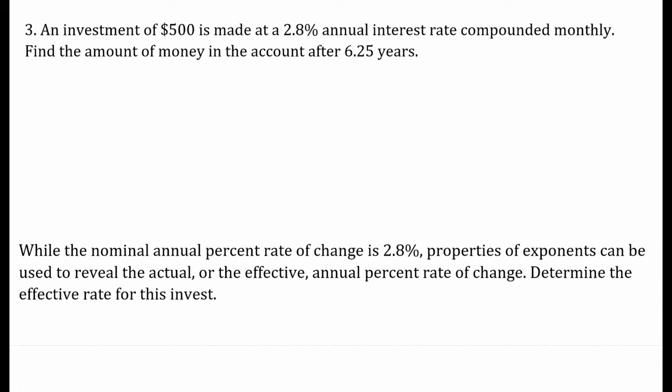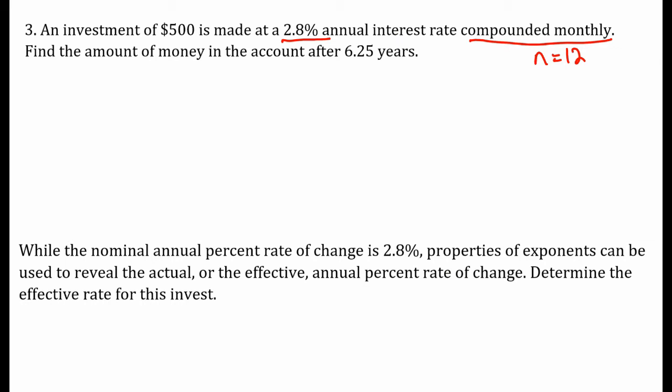Number 3, an investment of $500 is made at a 2.8% annual interest rate compounded monthly. That's important that we're compounding monthly. So n equals 12 because it happens 12 times a year. Because my 2.8% interest rate is an annual interest rate, we need to do some kind of conversion there. Find the amount of money in the account after 6.25 years.